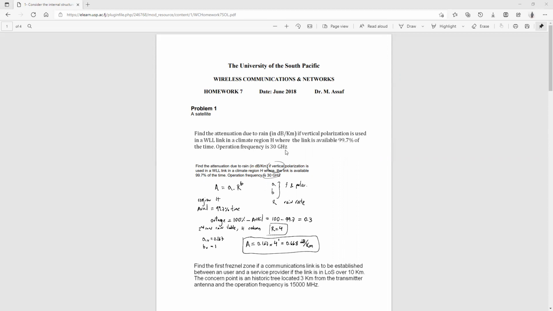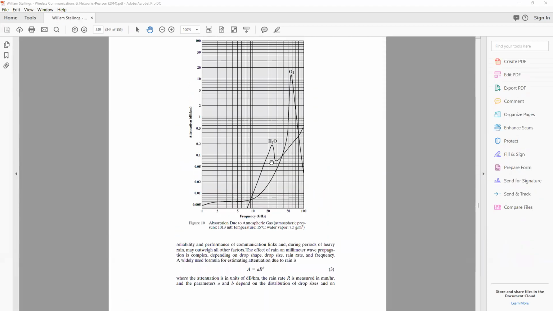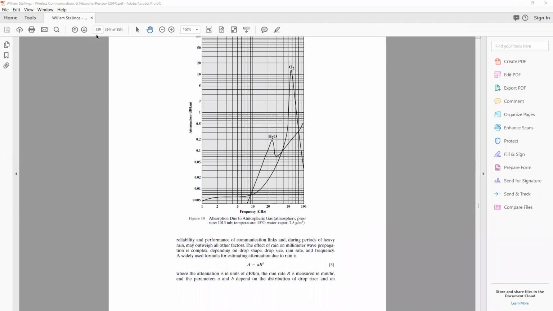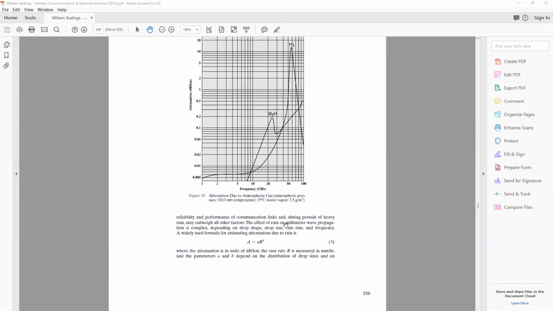Based on this, this is the formula that we need to use. Attenuation is equal to A times R to the power of B, where A and B are the coefficients, the vertical polarization coefficients, and R is the rain rate. You can find this formula on page 339 of the textbook. I have already passed on the textbook, so you can check that out.